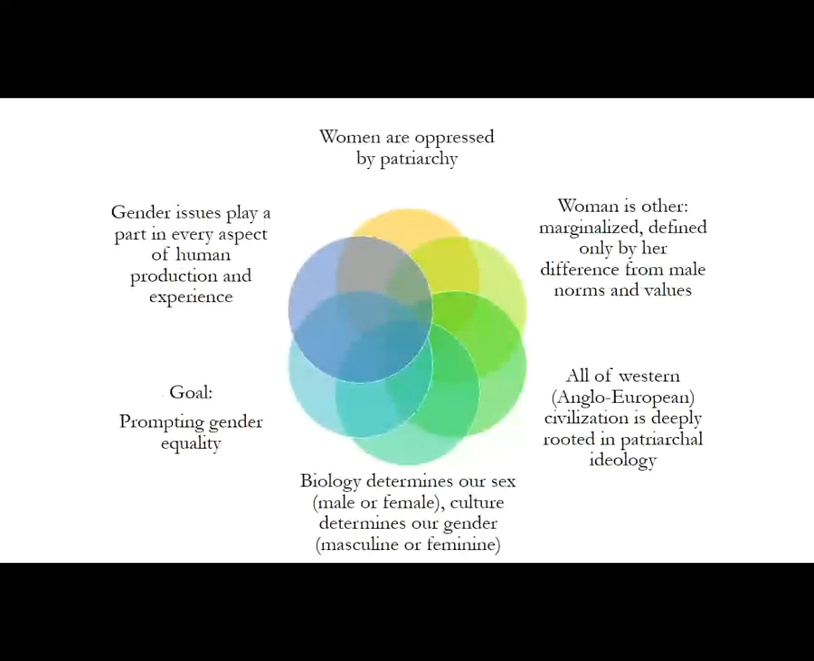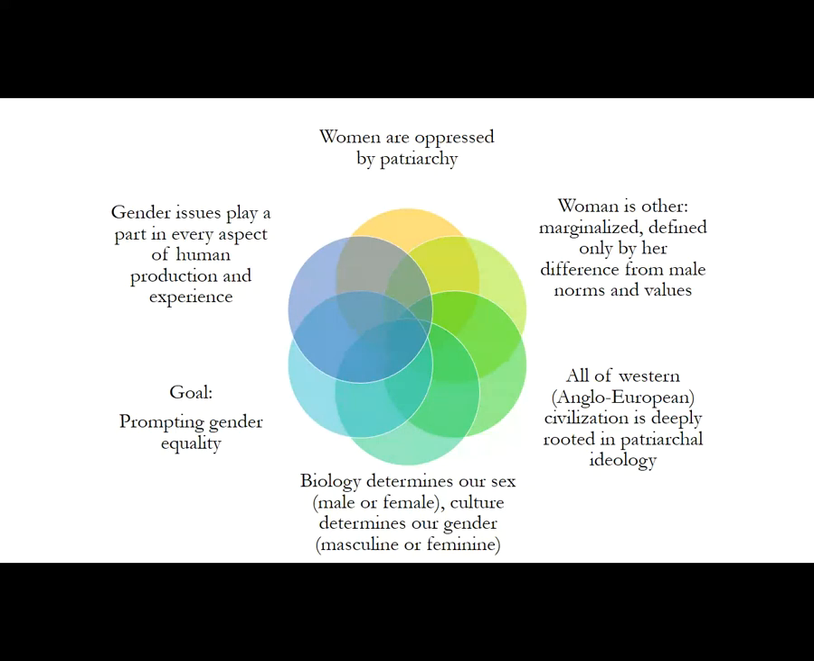So there are six major ideas that all feminists would more or less agree on. Feminism is a broad category, and there's a lot of differences in feminism, but most feminists would agree, starting at the top and working around clockwise, that women are oppressed by patriarchy. Patriarchy is a male-dominated society. In such a society, the woman is other. She's marginalized, defined by her difference from male norms and values.